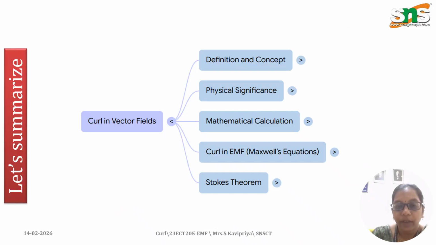And this is a summary of what we have discussed so far. We have discussed the definition of a curl, the concept of curl, the physical significance of curl and the mathematical equations involved in curl. And we have discussed the role of curl in electromagnetic field, how it connects the relation between electric field intensity and magnetic field intensity, and electric flux density and magnetic flux density. And finally, we have discussed the Stokes theorem, the relationship between the line integral and the surface integral, and the applications of Stokes theorem.